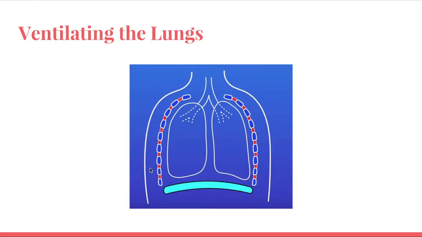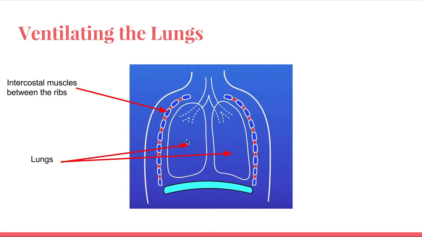So ventilating the lungs. Now in the diagram I showed you before, there were no intercostal muscles, as shown here. And intercostal muscles are muscles between the ribs, and they're very important for ventilating the lungs. And obviously you have your lungs right here, and the diaphragm, which is also important in ventilating the lungs.